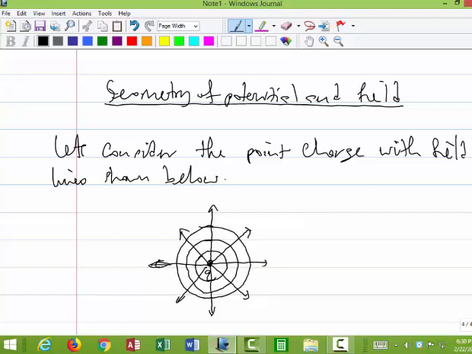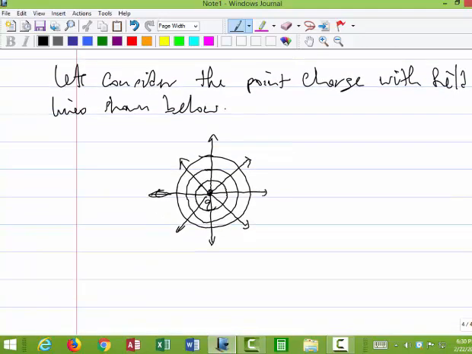I haven't done a good job making it very circular, but these are the field lines E, and this here is the equipotential line V. So the lines are all different, so V is equipotential.